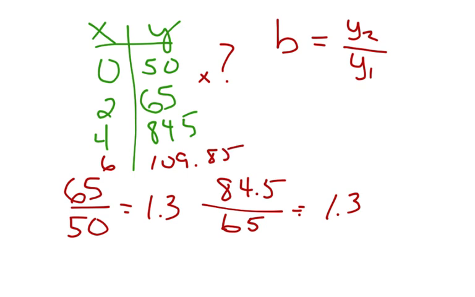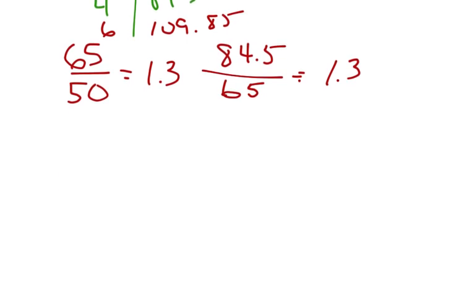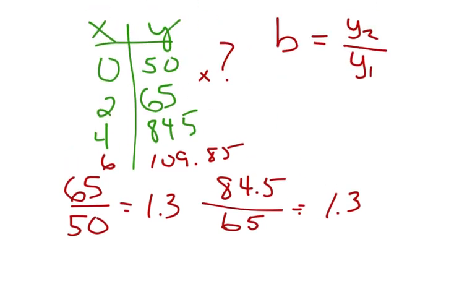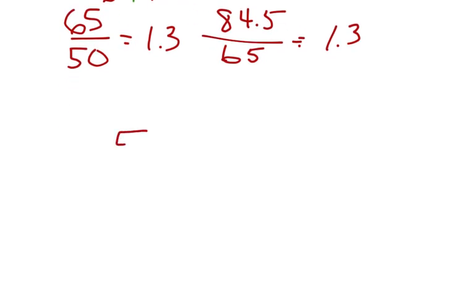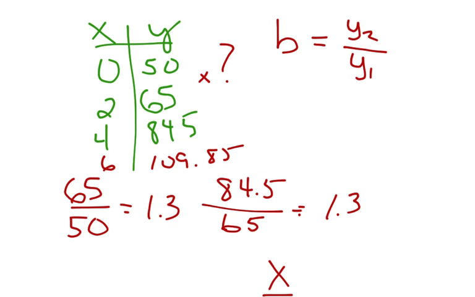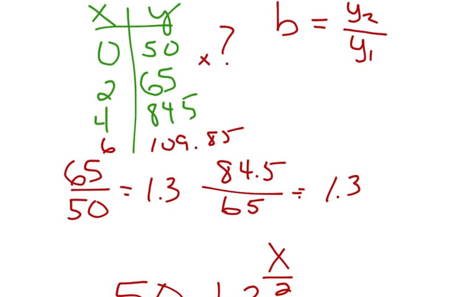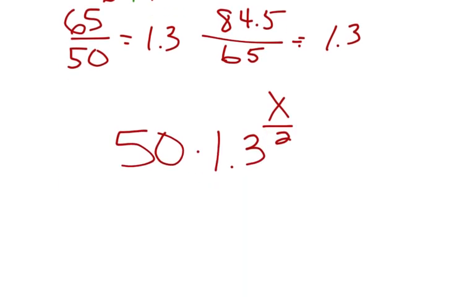Now, if I want to write the equation for this, first off, I started at 50. That's the first thing. I'm multiplying by 1.3. Now, the one thing is, it took me 2 units of time to have this 30% gain. So I'm gaining 30%, but it took 2 units of time. So that's where that x over 2 comes into play. And there's my equation. That's my exponential equation for this.